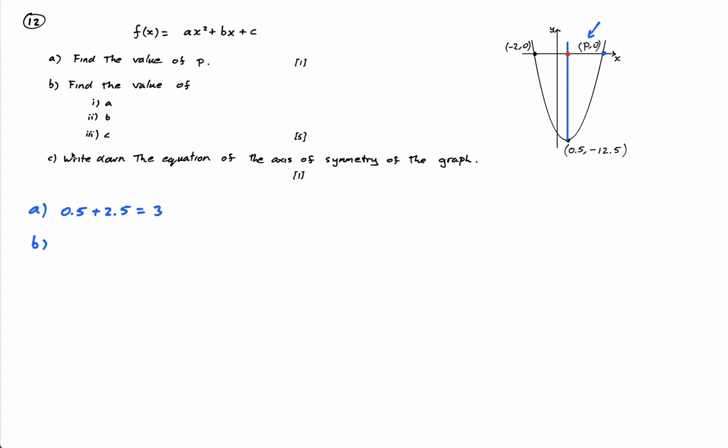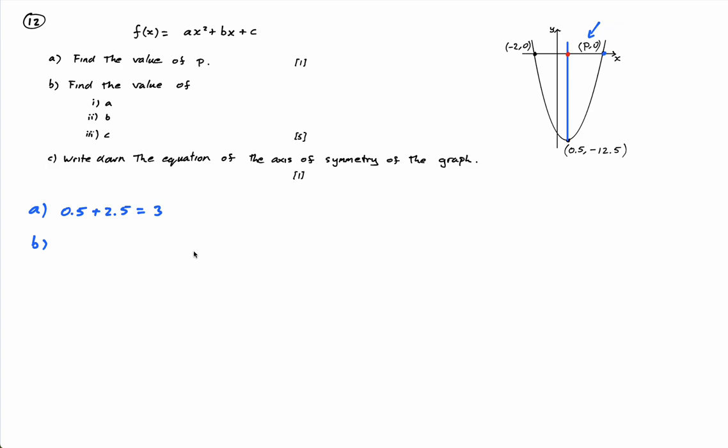Part B, it says find the value of a, b, and c. Now this, guys, I've done a lesson on this exact thing. You have 3 points, you have a quadratic, and you define the parameters. I think it's actually called finding the parameters of a model. That's what it's called. So you basically create 3 equations by subbing in the x coordinate for x and the y coordinate for y, obviously.